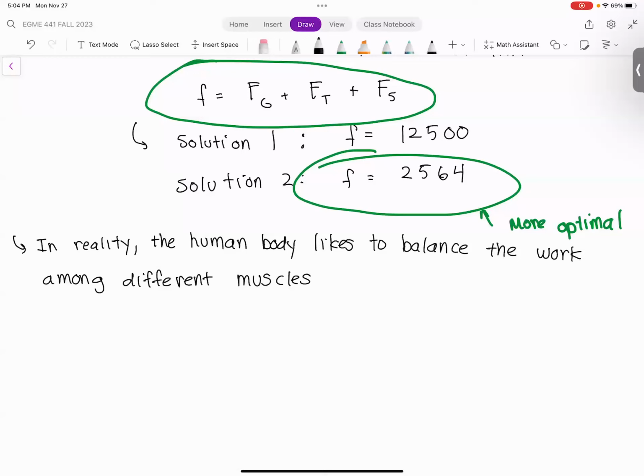Okay, and so in reality, whenever you're performing a motion or you're doing any kind of action, your body wants to balance that work amongst the muscles as much as possible, so that everyone's contributing their fair share. Okay. All right, and the way that your body does this is that instead of minimizing the total force, what your body aims to minimize is the power expenditure or the energy expenditure needed to produce a certain action.